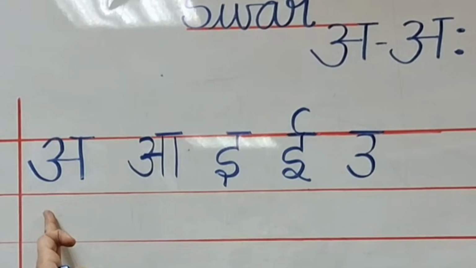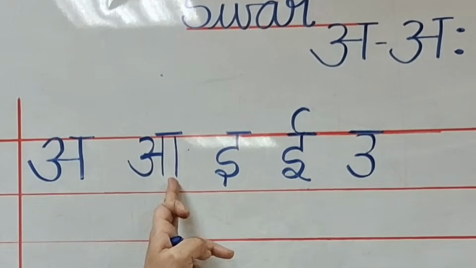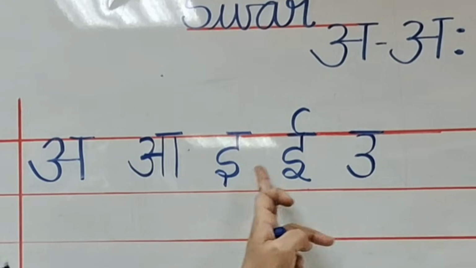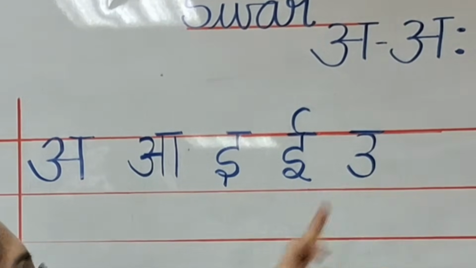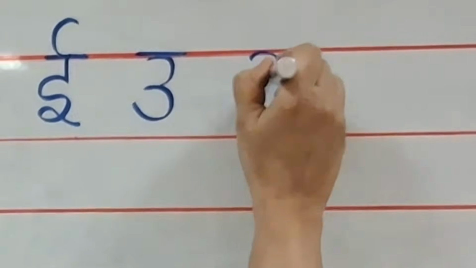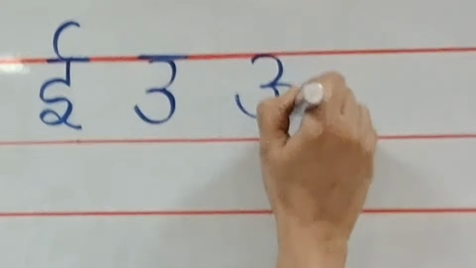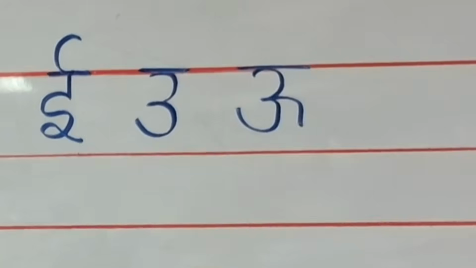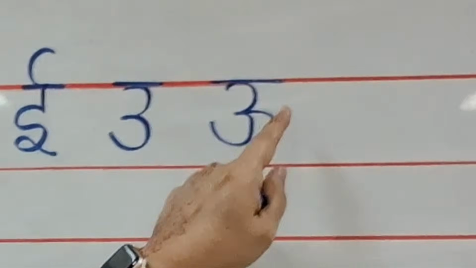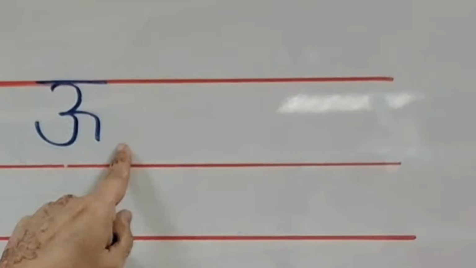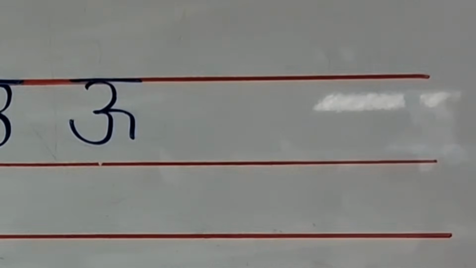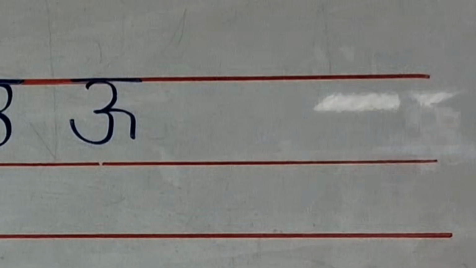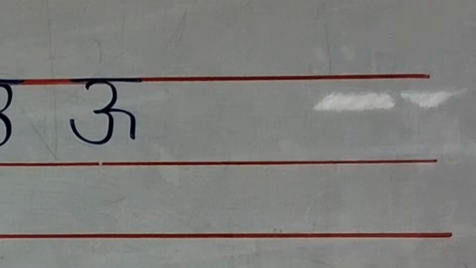So A say anar, Aa say aam, I say imli, E say eek, U say ullu, then U say oon. I will write 3 and then I will put a loop like this from the middle of 3. So now we finished 6 swar. Let us go to the next swar. What is the next swar?